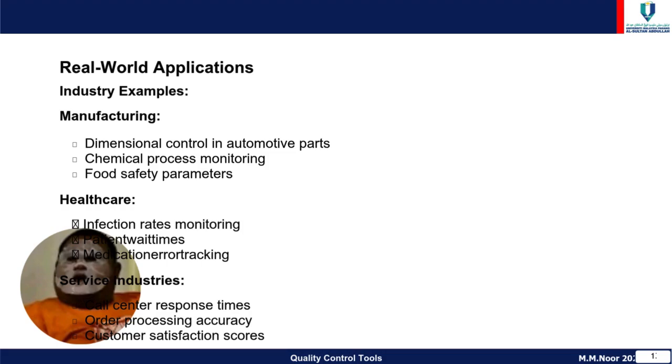Real-world applications of control charts. In manufacturing: dimensional control in automotive parts, chemical process monitoring, and food safety parameters. In healthcare: infection rate monitoring, patient wait times, medication error checking. For service industries: call center response times, order processing accuracy, and customer satisfaction scores.